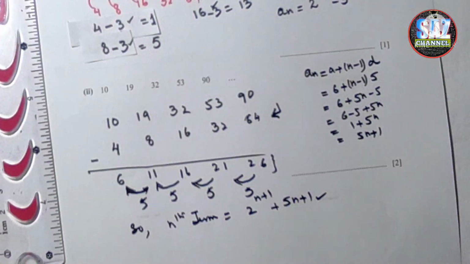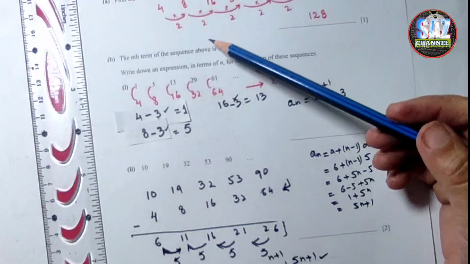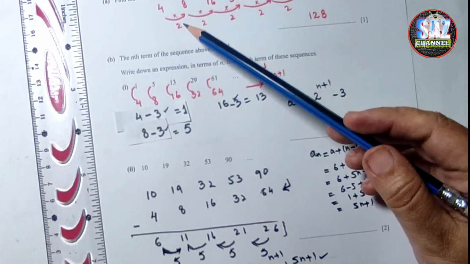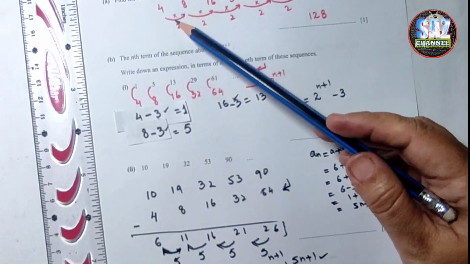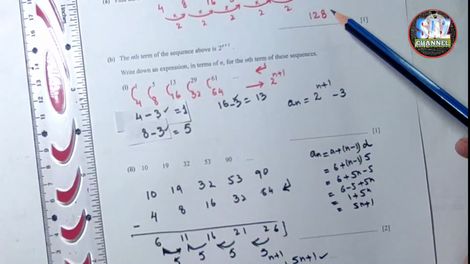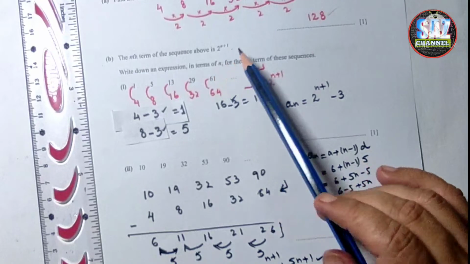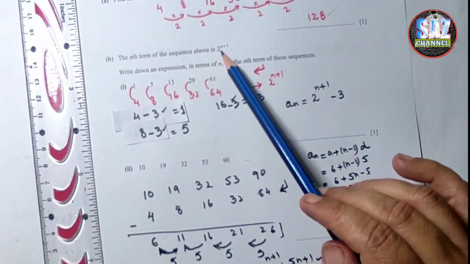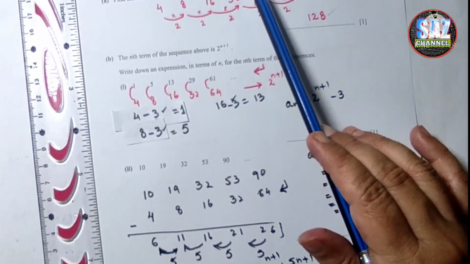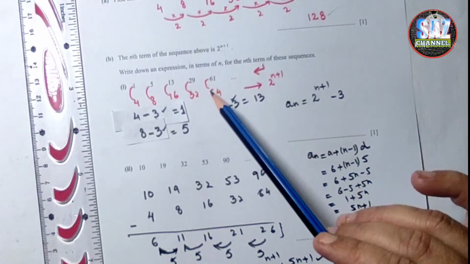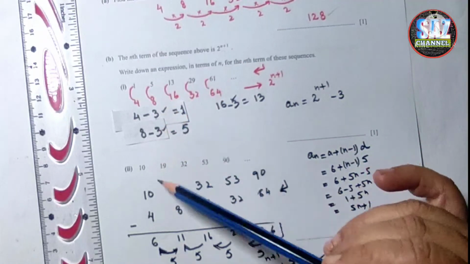I hope so far this is the hardest question of this paper, but now I hope students this will no more be difficult. The first part is really easy: we obtain every next term by multiplying the previous term by 2. The information is given that 2 raised to power of n plus 1 is the general term for this. So we have to obtain the general term for the next two parts.